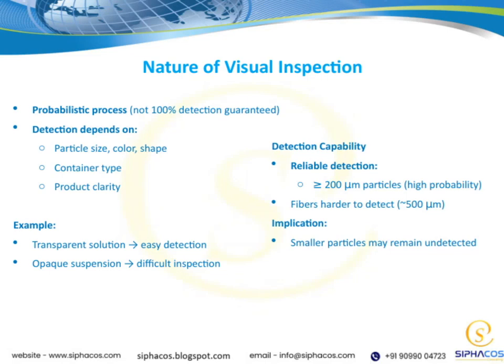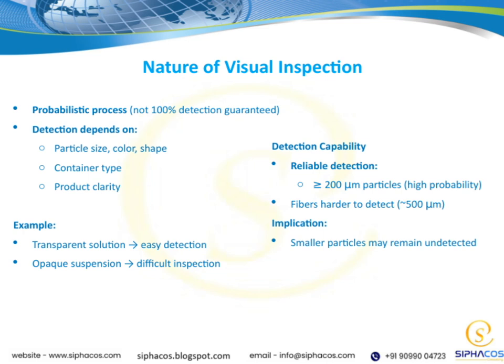Now, let's talk about the nature of visual inspection. It's important to understand that this process is probabilistic, meaning we can't guarantee 100% detection every single time. Detection depends on several factors, including the particle size, color, and shape. For example, larger or more contrasting particles are easier to spot.